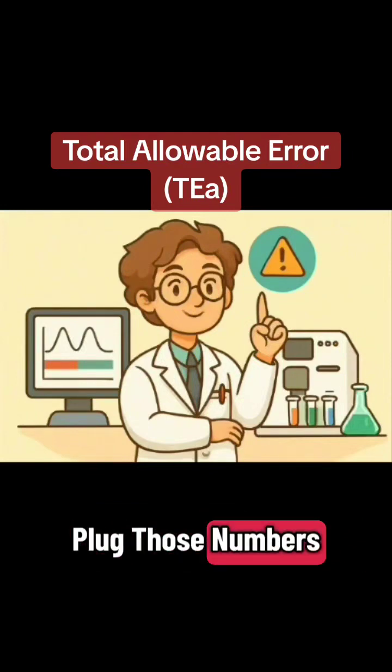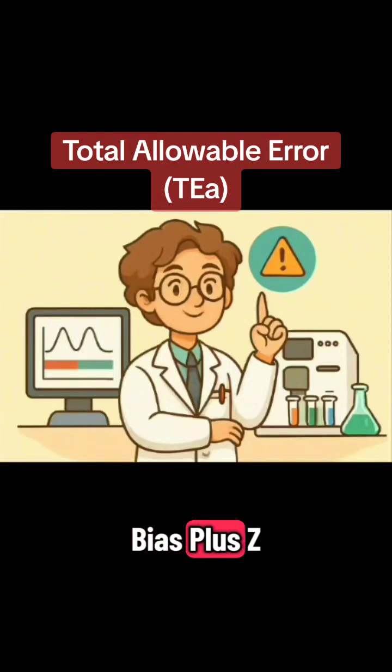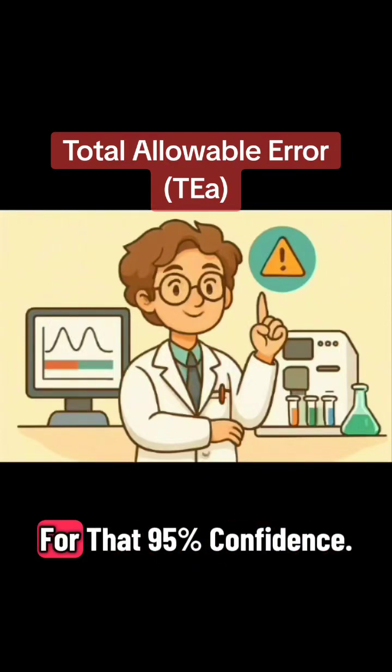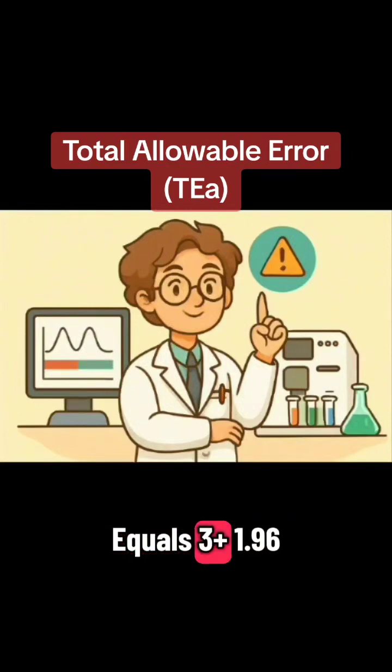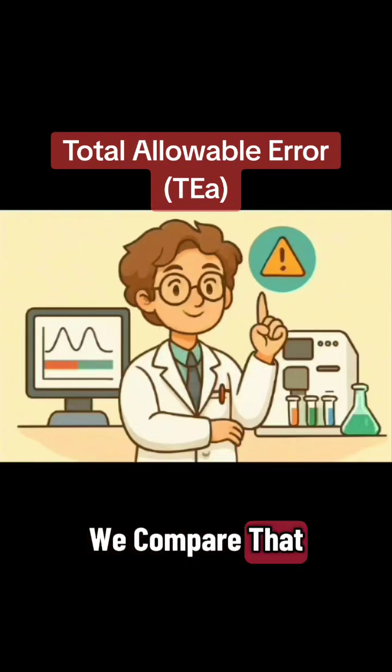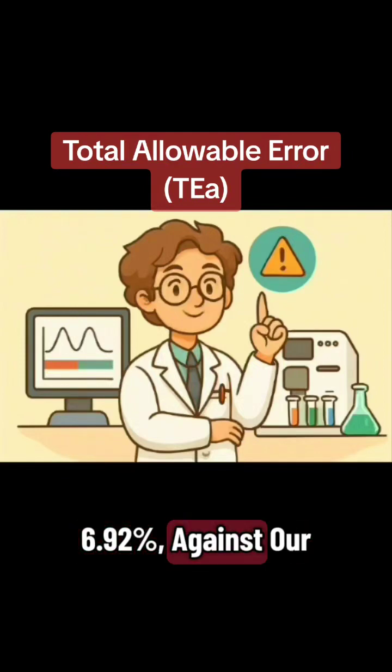Okay, so we just plug those numbers into our formula. TE equals bias plus Z times SD. And we absolutely have to use Z equals 1.96 for that 95% confidence. So the calculation is TE equals 3 plus 1.96 times 2. Exactly. And 1.96 times 2 is 3.92. So you add that to the 3% bias, and our total error, our TE, is 6.92%. And now we compare that observed error, 6.92%, against our acceptable limit of 10%.